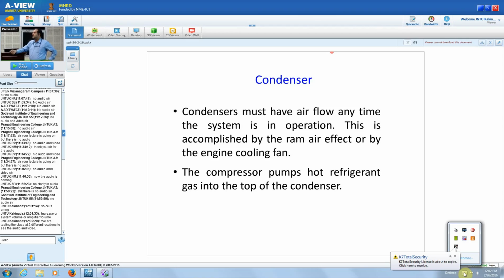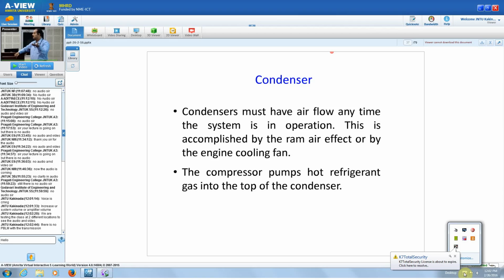Suppose if it is a domestic refrigerator, we are not providing any cooling fans. Naturally it will be cool, right? Automatically, because it will be flowing, because of the outside air temperature it will be cooling. Natural cooling. Or if you want, you can provide a fan, that is forced cooling.